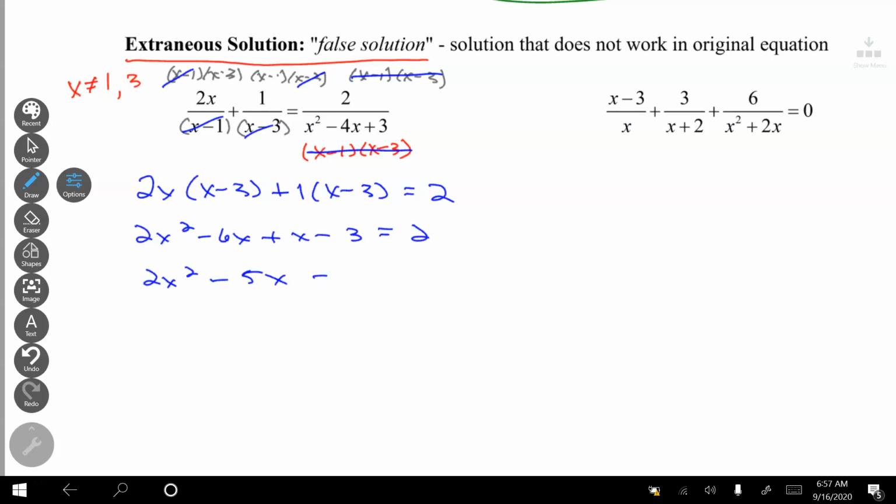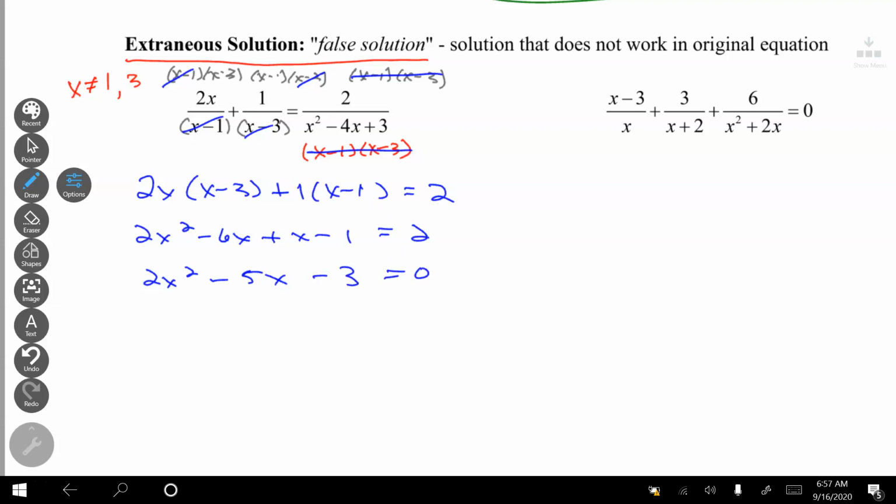Wow, made a mistake here. This is 1. This is 1. The x minus 3 cancel out. It's that x minus 1 left over. My bad.